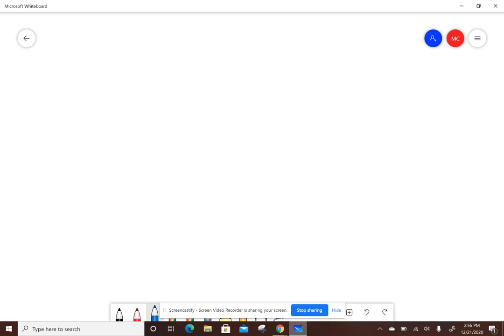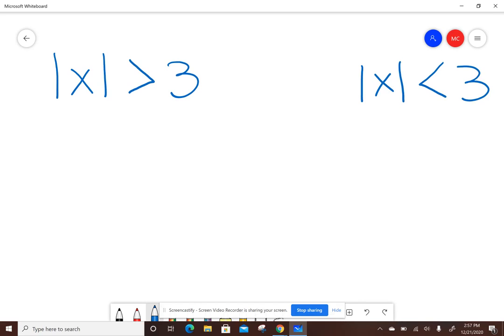Hi. So today, what we're going to do is go over absolute value inequalities. We're going to go over, let's say, when an absolute value is greater than a certain number, or if the absolute value is less than a certain number. Okay, so these are the two examples we're going to look at.